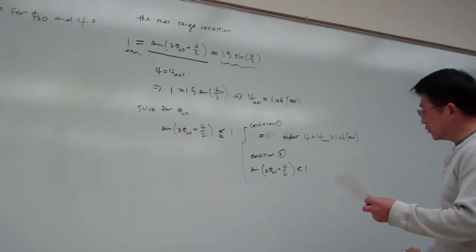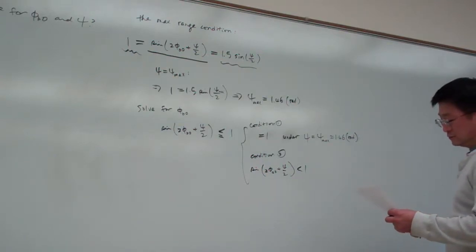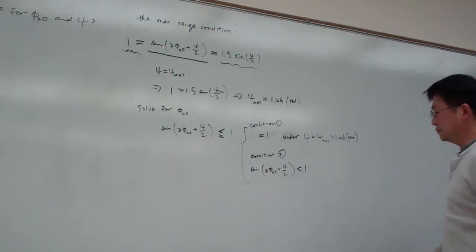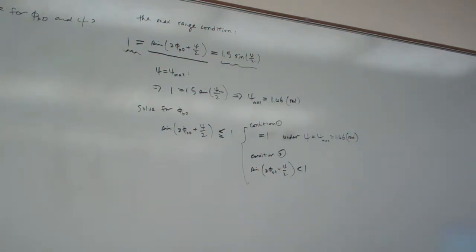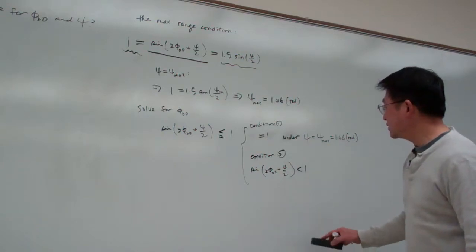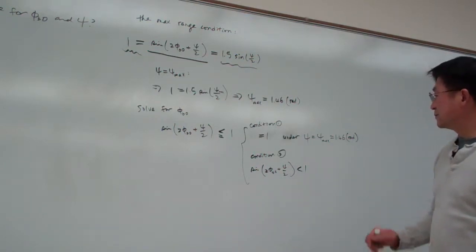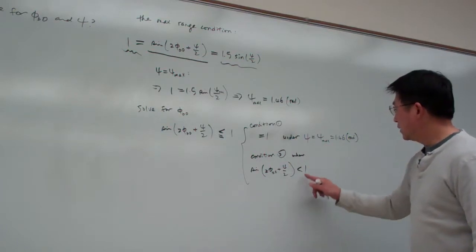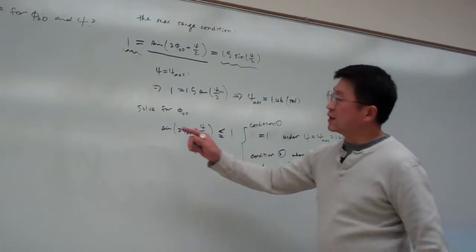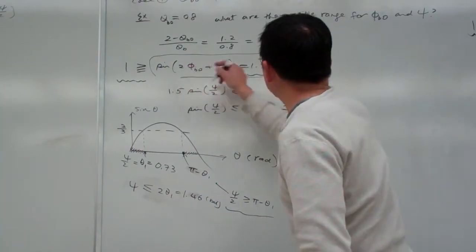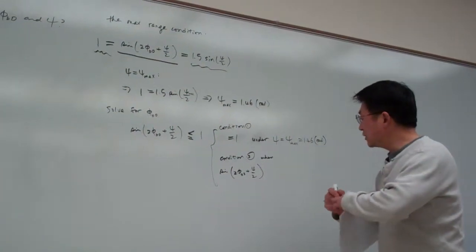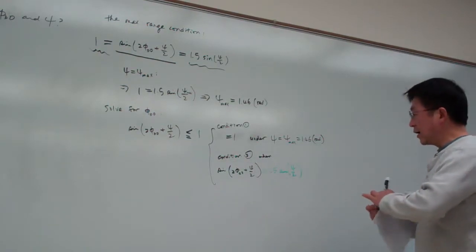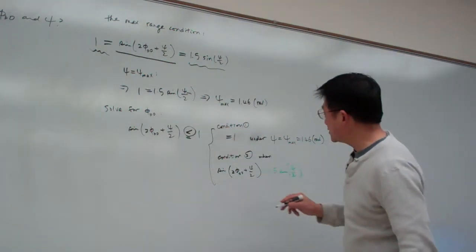For condition 1, because this equation is always satisfied, let me plug in that number here. So this one is equal to 1.5 times sine phi over 2. And now for the second situation we study, the last one, this is less than 1.